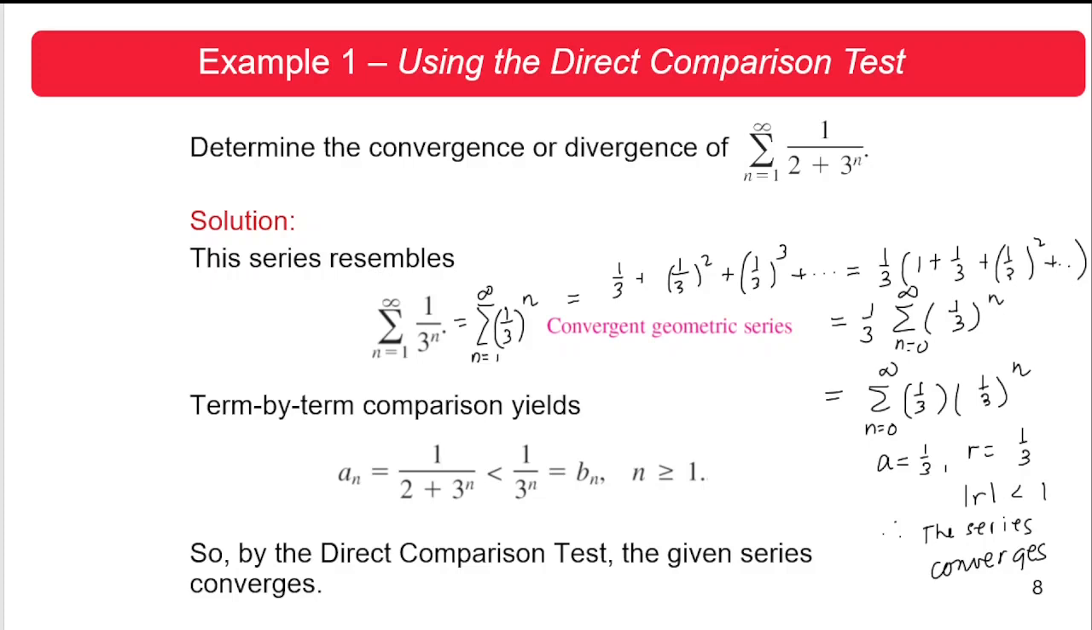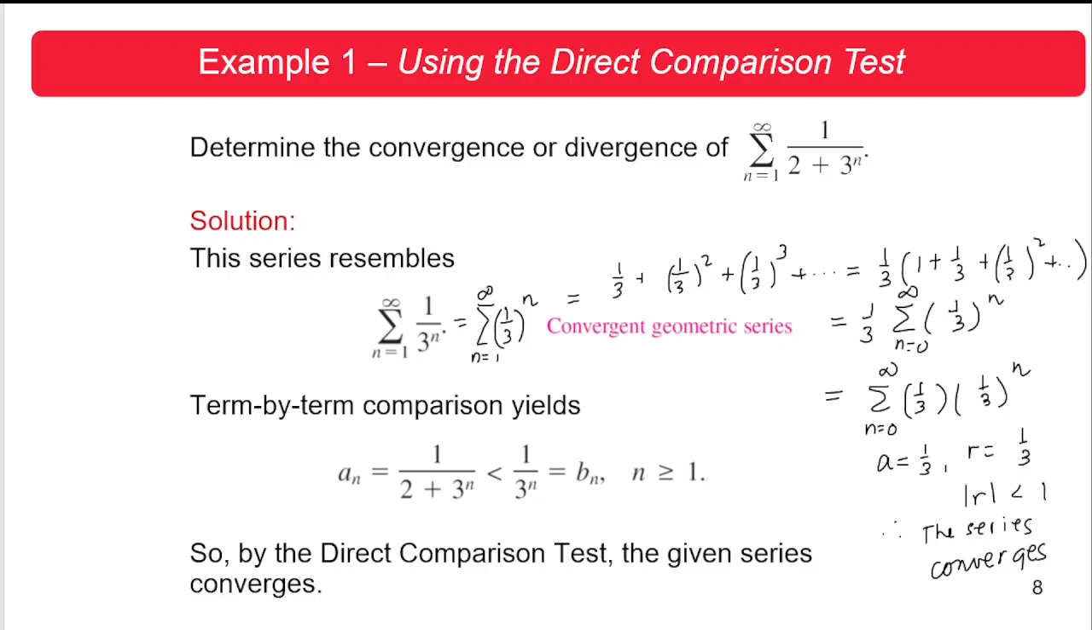Suppose you're given the series summation of 1 over 2 plus 3 to the n, where n is from 1 to infinity. Our aim here is to determine whether this series converges or diverges. One way to determine whether this series is convergent or divergent is by using the comparison test, or direct comparison test.